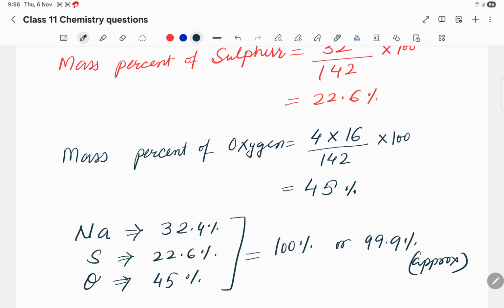So that we can say, from this particular substance, which is 100 gram of the substance, 32.4 gram of sodium is present, sulfur is 22.6 gram, and 45% oxygen means 45 gram of oxygen is present. I hope you got to understand how you are going to calculate mass percent of a particular element in the compound.